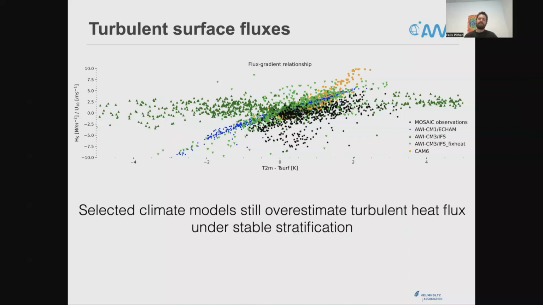So that suggests that at least for the couple of models analyzed here in that case study, we still see that issue of overestimation of turbulent heat fluxes in observation. And I think there's a broader analysis of this with forecast models, also for the mosaic observations, that will also be presented to you in this meeting.